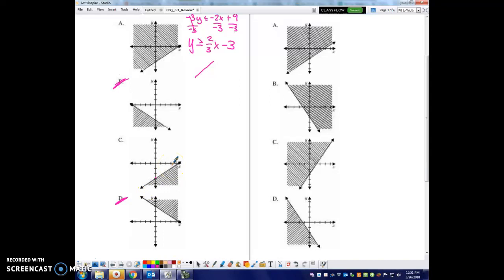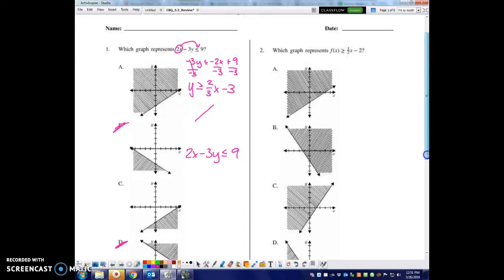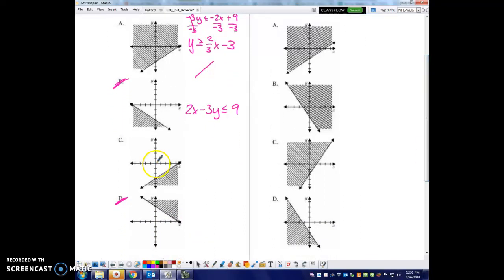So now we need to see which side we are shading on. I'm going to go back to the original equation, which is 2x minus 3y less than or equal to 9. And we need to test that point 0, 0. We're going to see if 0, 0 should or should not be a solution, or in the shaded region. So we're taking the point 0, 0, x is 0 and y is 0. So we have 2 times 0 minus 3 times 0 less than or equal to 9. 2 times 0 is 0, minus 3 times 0, which is 0, less than or equal to 9. 0 minus 0 is 0, less than or equal to 9.